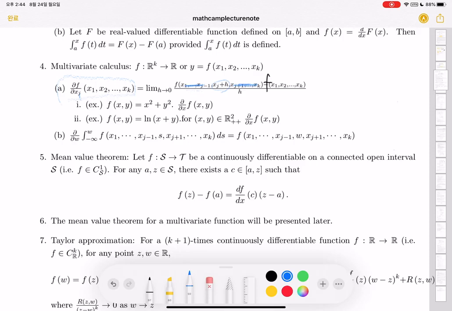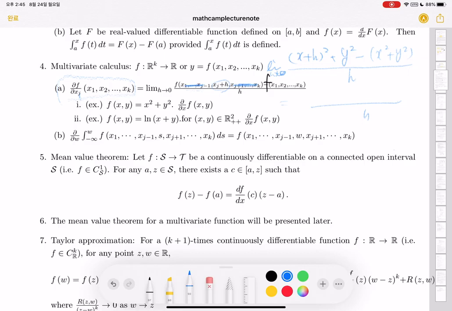Now let's use this one: (x plus h) squared plus y squared, that's f of (x plus h, y), minus x squared plus y squared, that's f of (x, y), and divide this whole thing by h, with h going to 0.